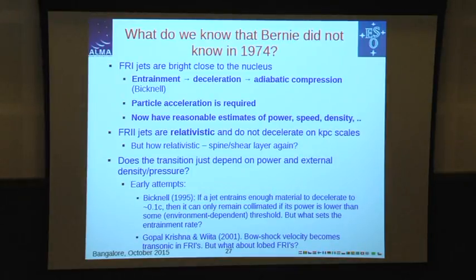The FR2 jets we now know are relativistic, but we don't know how relativistic. We know that they don't decelerate significantly on kiloparsec scales, but we may have the same situation as we have on parsec scales, a spine-shear layer structure with quite a fast spine, and that we need to find out.